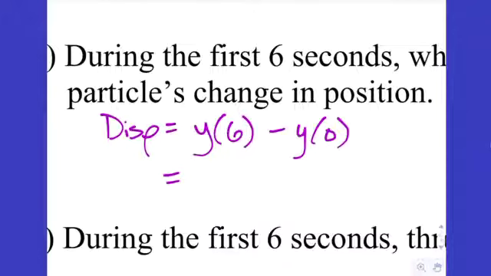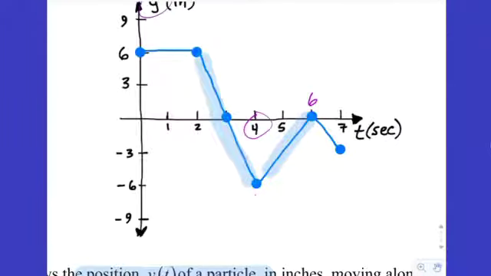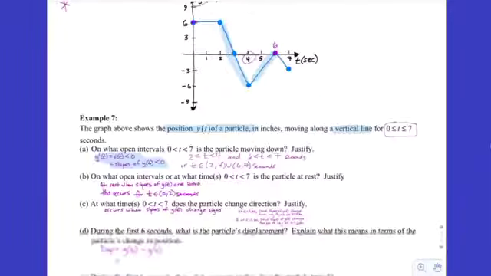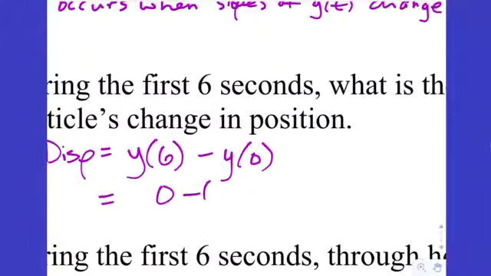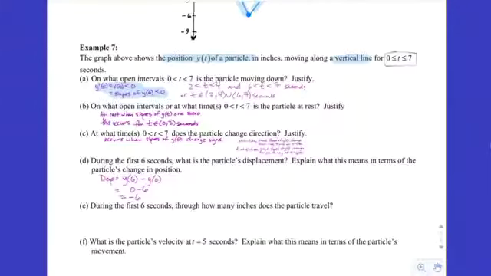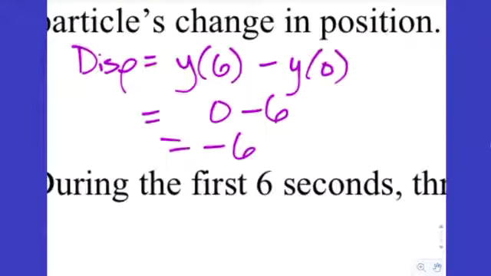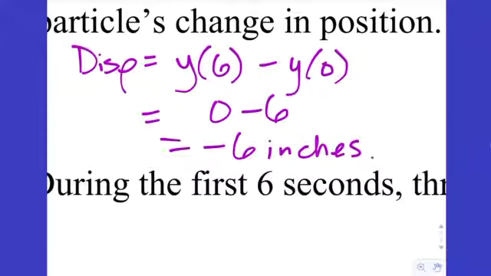And where are you supposed to get those values? From the graph. What is y of 6? 0. And what's y of 0? 6. Cool. So this is going to be 0 minus 6, which equals negative 6. And what are we measuring in the vertical? Inches? Yeah, inches. So if it did ask us to write a sentence, we would say during the first 6 seconds, the particle ended up 6 inches what? Not left this time. Below where it started. Oh, at the end of 6 seconds, the particle ended up 6 inches below where it started.